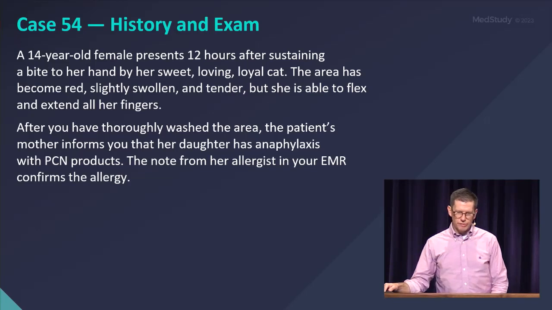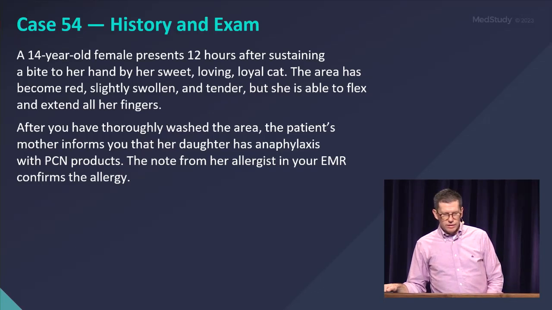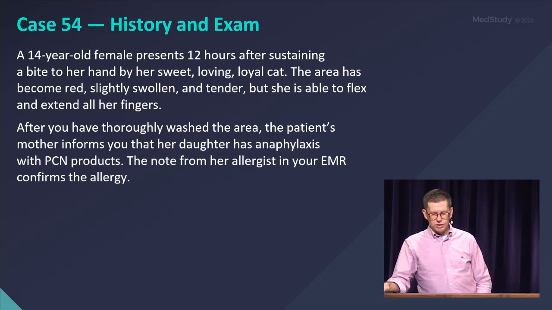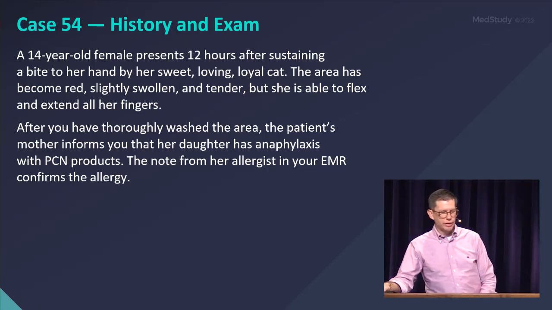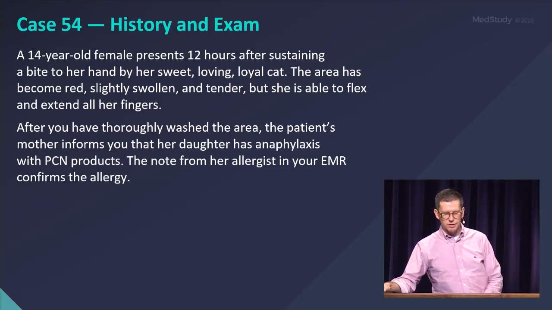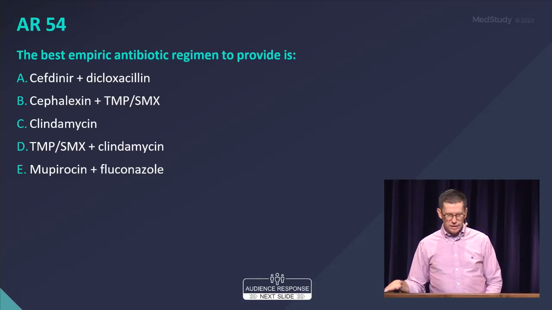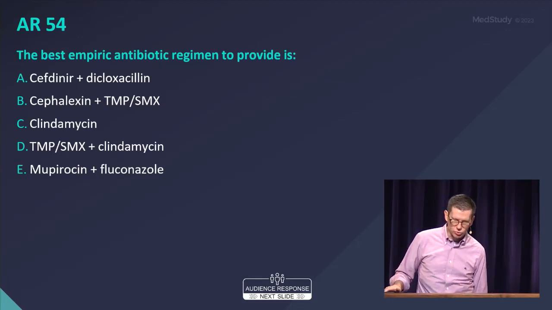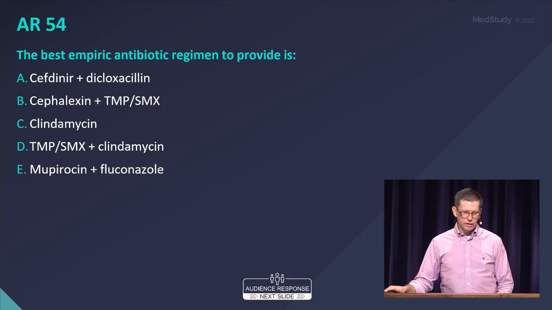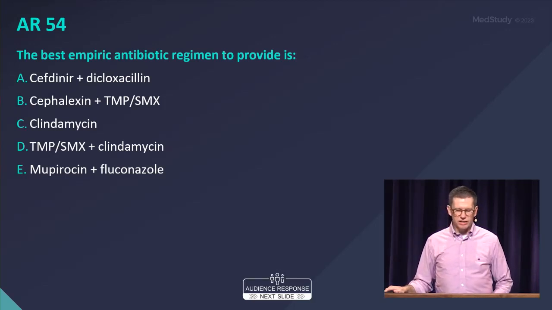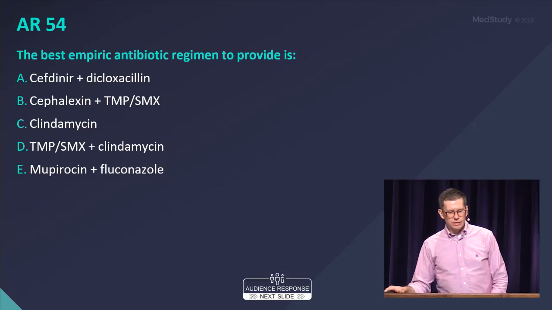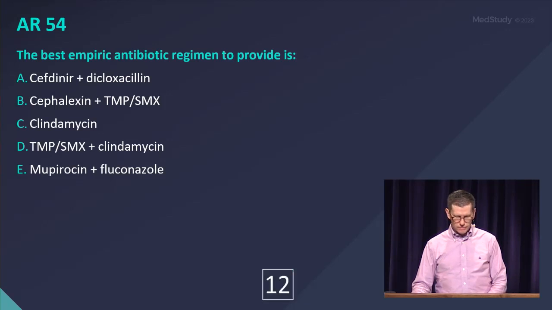A 14-year-old female presents 12 hours after sustaining a bite to her hand from her sweet, loving, loyal cat. The area has become red, slightly swollen, and tender, but she is able to flex and extend all her fingers. After you have thoroughly washed the area, the patient's mother informs you that her daughter has anaphylaxis with penicillin products. The note from our allergist in your EMR confirms the allergy. The best empiric antibiotic regimen to provide for this patient is what? A, cefdinir and dicloxacillin, B, cephalexin and TMP-SMX, C, clindamycin, D, TMP-SMX and clindamycin, or E, mupirocin and fluconazole.